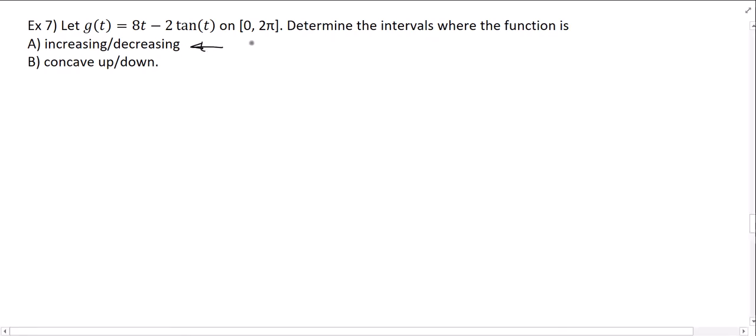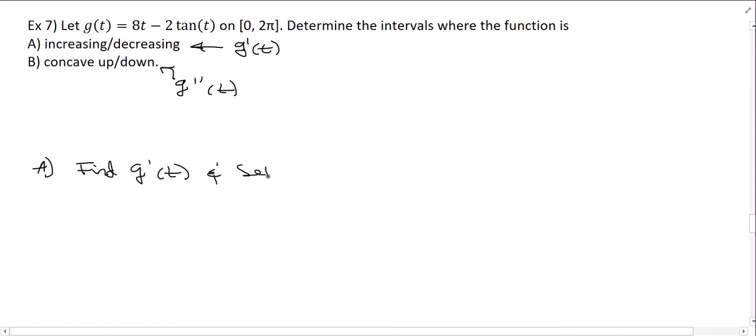So the first one, that means we want the first derivative. So we want to find g prime of t. And for the second one, we're going to want to find the second derivative. So let's start with part A, finding the intervals where the function is increasing or decreasing. So we need to find g prime, the first derivative, and then set the derivative equal to 0 to find critical numbers.